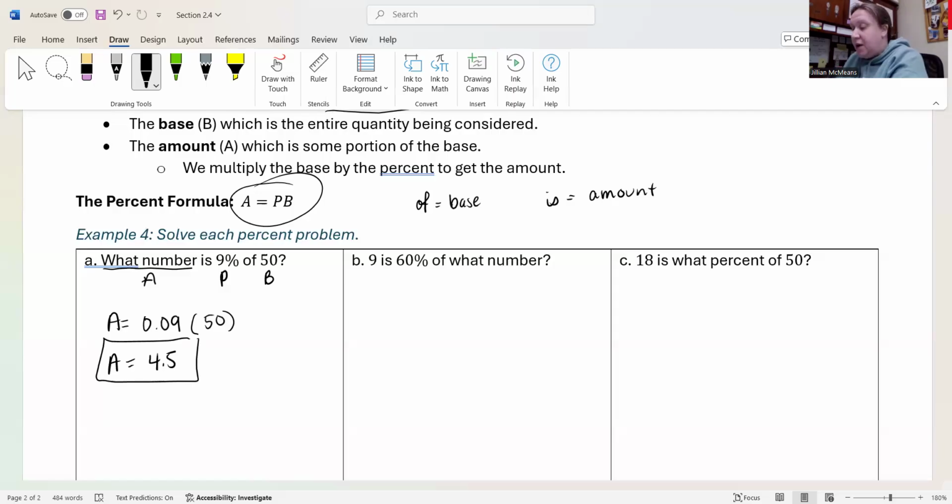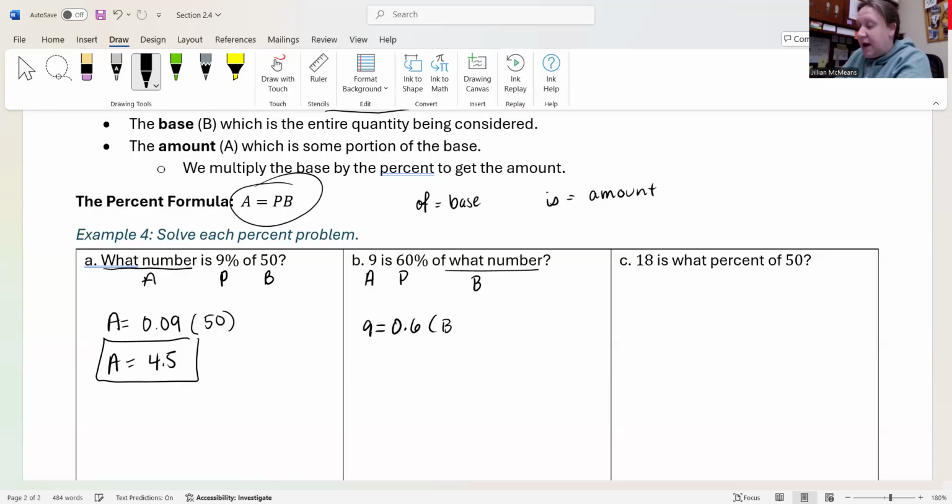Part B. We have 9 is, so we're saying the amount is 60% of what? Well, we don't know what that total quantity is. So this one is the exact opposite. We have the amount, we have the percent, we don't know what the base is. So 9 is 60% of some number, we don't know what. So we're going to fill this into the percent formula. We get 9 equals 60%. Now remember, we want to write 60% in decimal form, so we move the decimal to the left twice, which makes 0.60, or just 0.6.